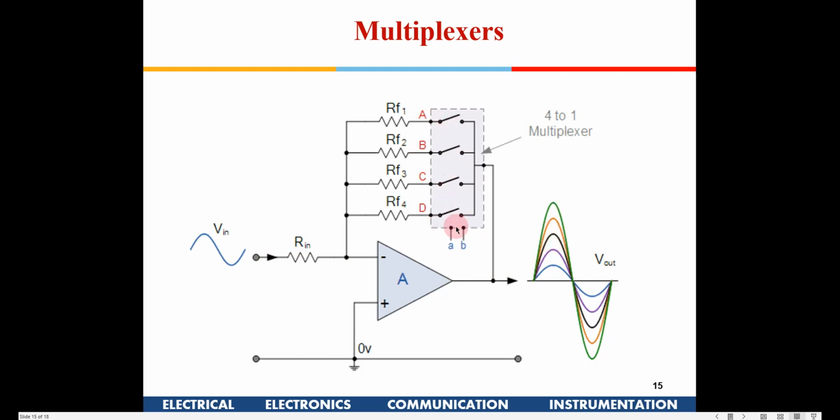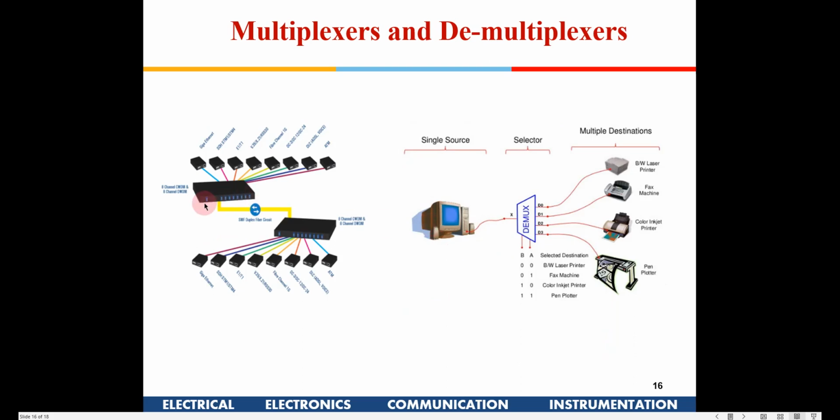So multiplexers can be used in such circuits, or you have your L3 switch and you have several L2 switches like in your computer networks. So all these things will be multiplexed here, and the multiplexed signal will come here. Again it will be demultiplexed here. Demultiplexing is exactly opposite of multiplexing.